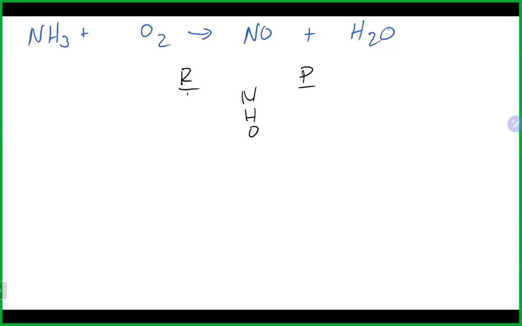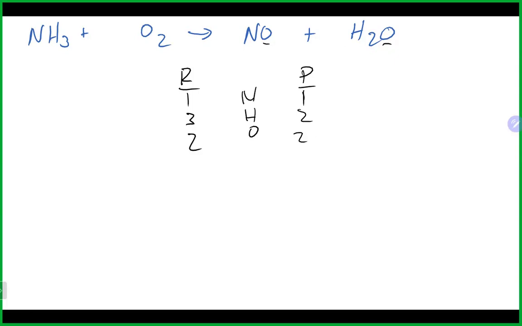So we have 1 nitrogen on the left and 1 on the right. Not too bad. We got 3 hydrogens on the left, 2 on the right. Oxygens on the left are 2, and we have 2 on the right. So everything looks balanced except for the hydrogen, which seems like a good place to start. In this case, we actually need to put numbers on both sides to get a balance.